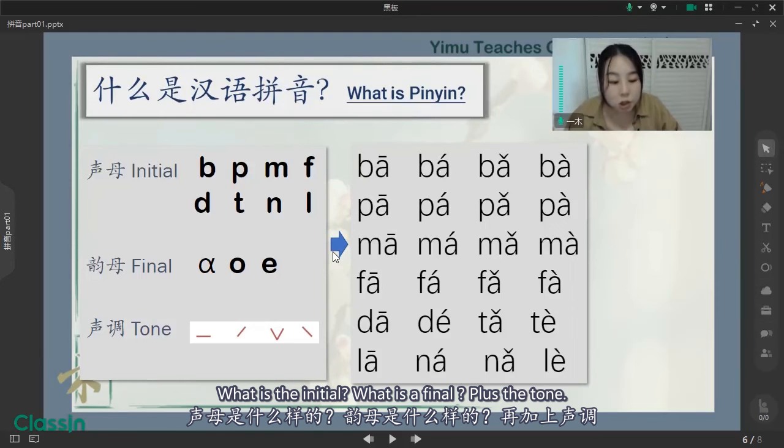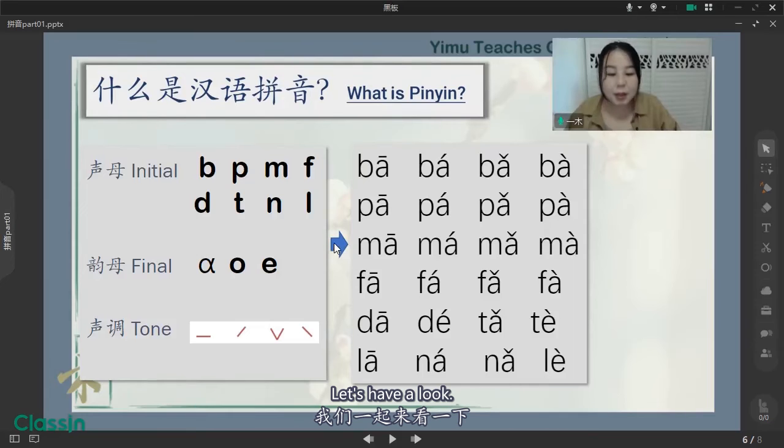What is the initial? What is the final? And the tone? Let's have a look. Initial m, final a, tone, the first tone. Ma, ma, ma, ma. Once again. Ma, ma, ma, ma.